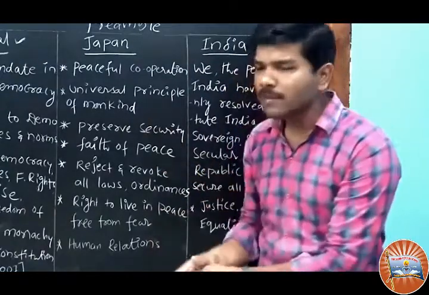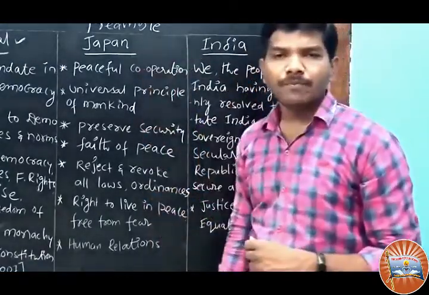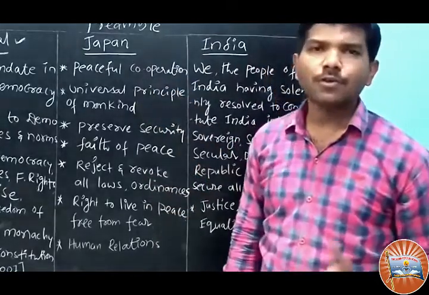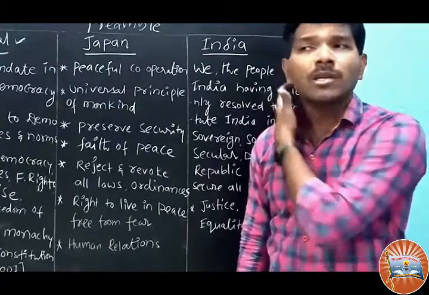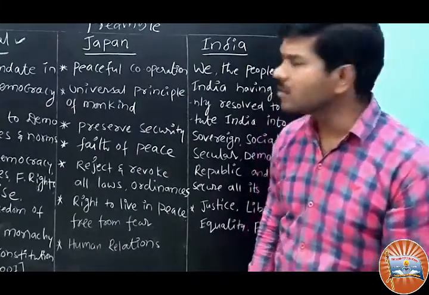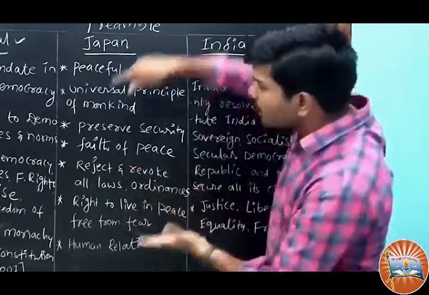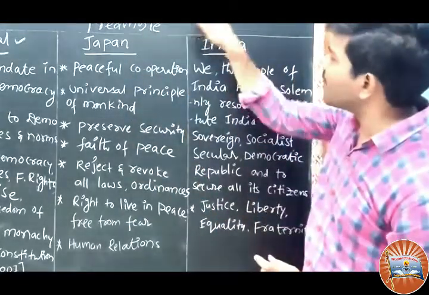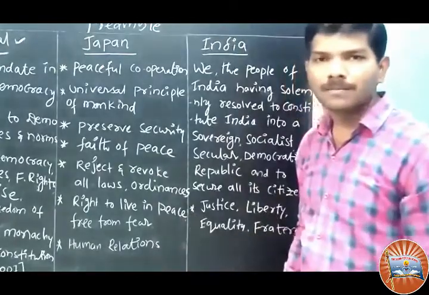So these things, because during 1945, whenever the monarchy was there, this peace was not there for them. So whenever they got the chance to make the constitution, they adopted their faith and aspirations in the preamble.